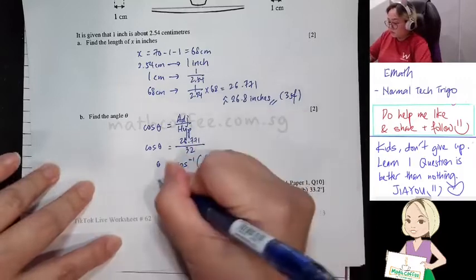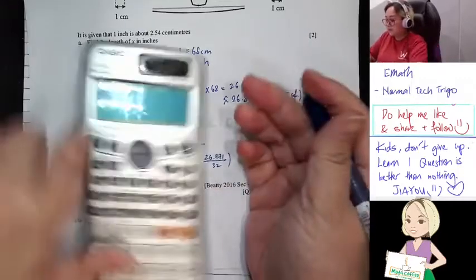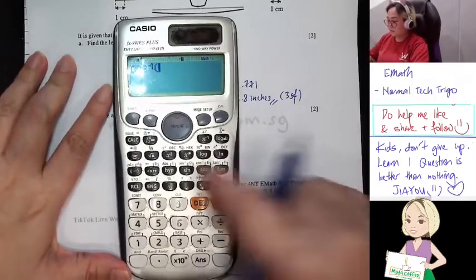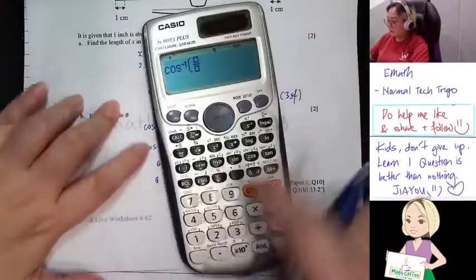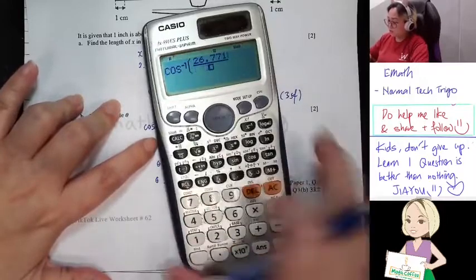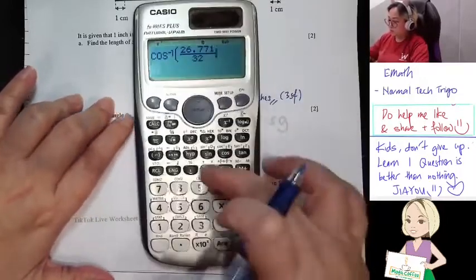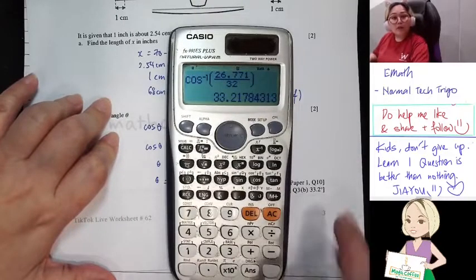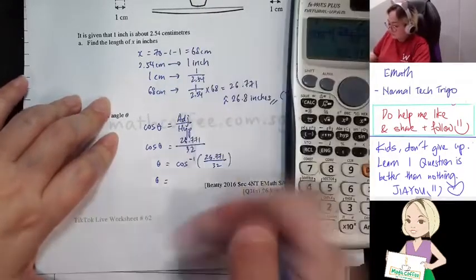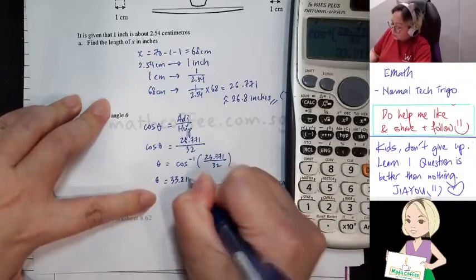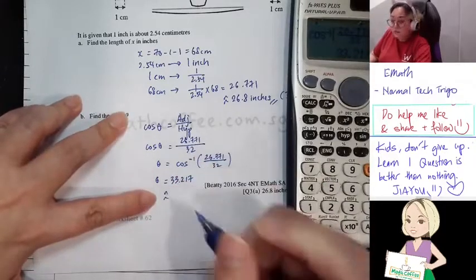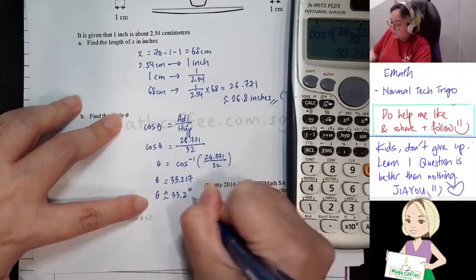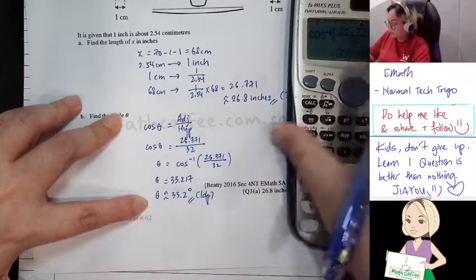Okay, so same thing, cosine inverse is just go to the calculator, key in shift cosine. Put the fraction 26.771 over 32, equal, so we have 33.217. Angle round off to 1 dp, so it will be 33.2 degrees. 1 decimal place. Done.